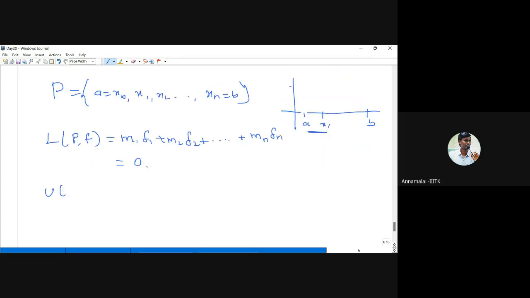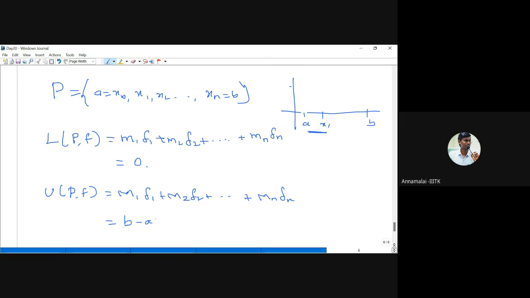Now, what is the upper sum? The upper sum is capital M1, the maximum value of the function on the first interval, into delta 1, plus M2 into delta 2, and so on, up to Mn into delta n. All the Mi's are 1. Therefore, delta 1 plus delta 2 plus up to delta n is nothing but b minus a.